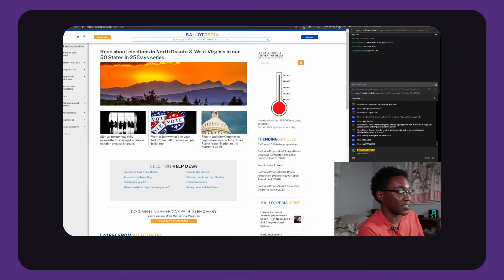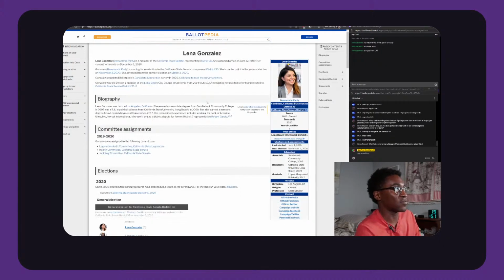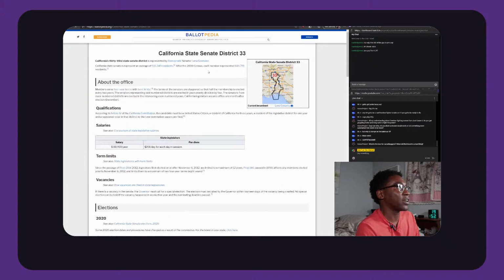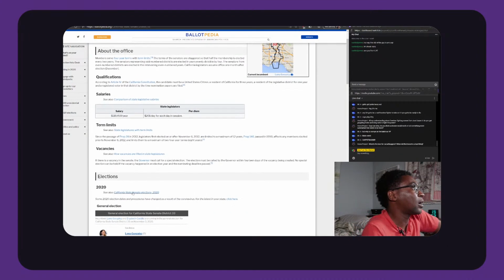So one of the people running is Lena Gonzalez. Oftentimes if I search for names, I'll eventually get to the races. District 33 right here. So this shows the general location of the district I vote in, not even necessarily where I live. But Lena Gonzalez is the current incumbent for California State Senate District 33. We can go to the election here.